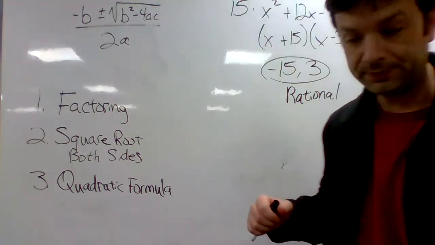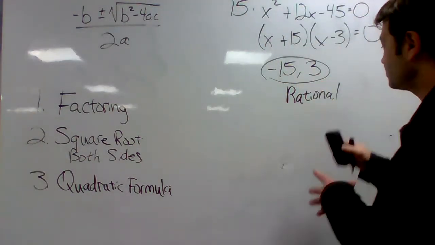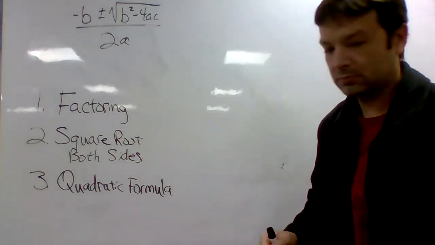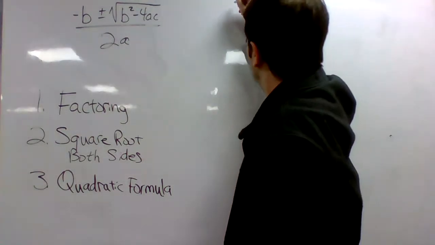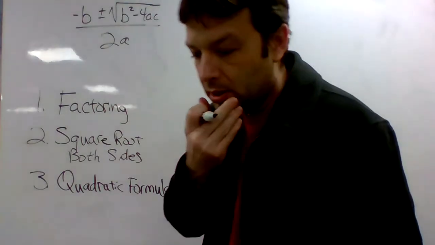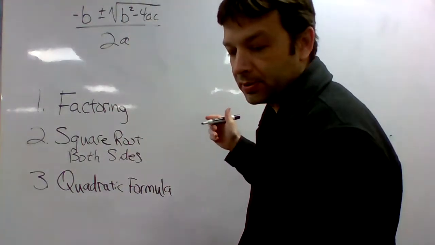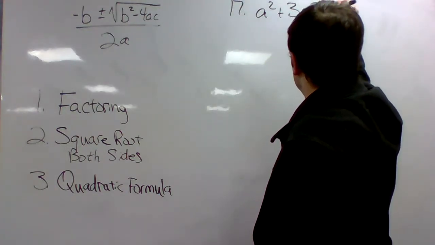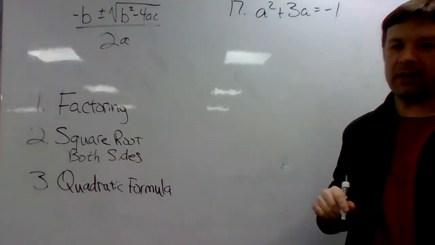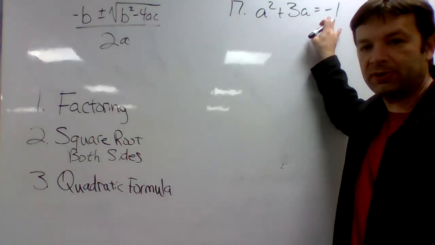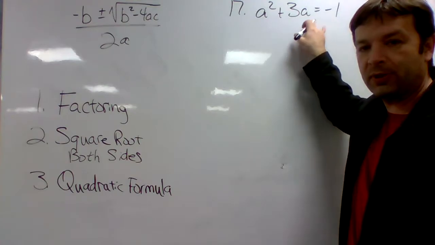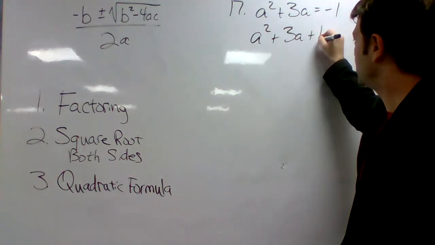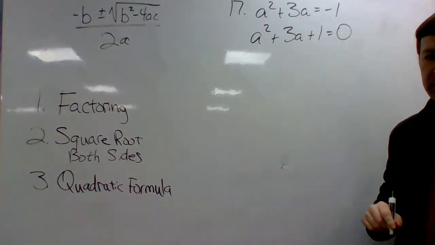Let's jump in there. Okay, that was 15. All right, a squared plus 3a equals negative 1. Okay, we got a problem here. They didn't put everything on one side, so I'm going to move that minus 1 over by adding 1. So it's just a squared plus 3a plus 1 equals 0.